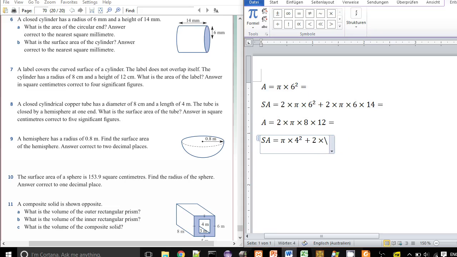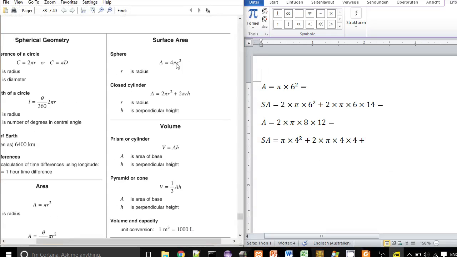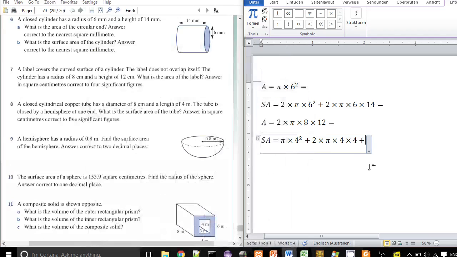So 2 times pi times, the radius was 4 again, and the length is actually 4 as well. That's the middle section. So this is the circle, this is the middle section, and then we need to do the sphere on the end. So the surface area of the sphere is 4 pi r squared. Let's just look at it. There we go, 4 pi r squared. We only need half of that because it's half of a sphere. So 2 pi r squared. So we're going to do 2 times pi times the radius squared.